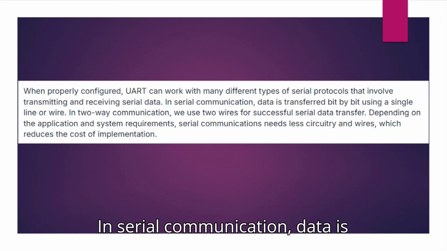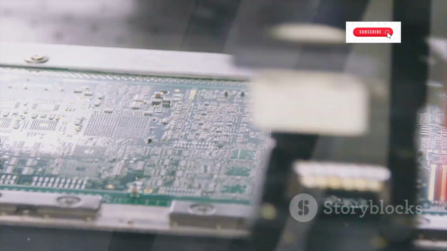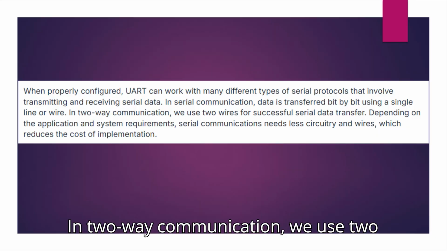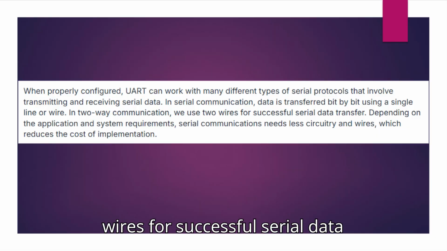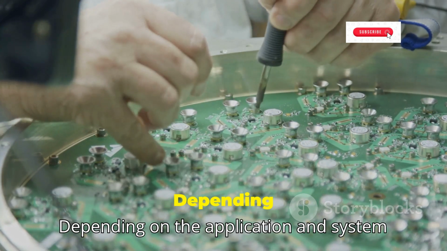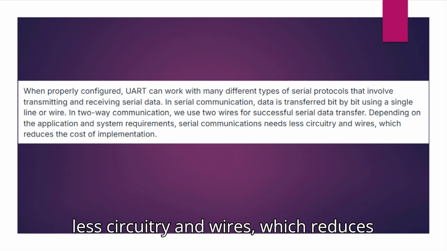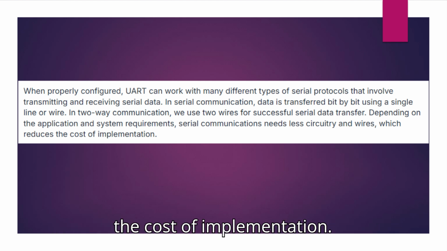In serial communication, data is transferred bit by bit using a single line or wire. In two-way communication, we use two wires for successful serial data transfer. Depending on the application and system requirements, serial communications needs less circuitry and wires, which reduces the cost of implementation.